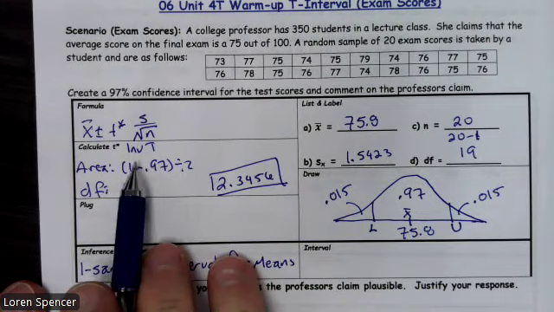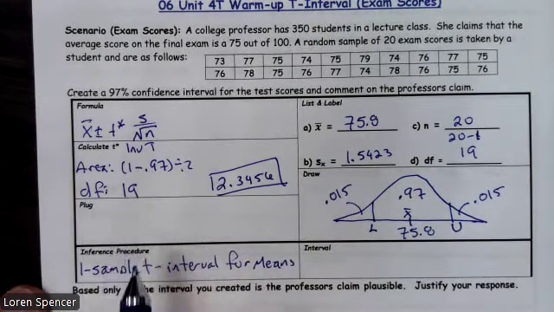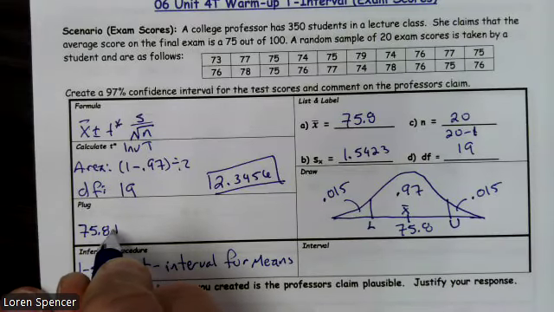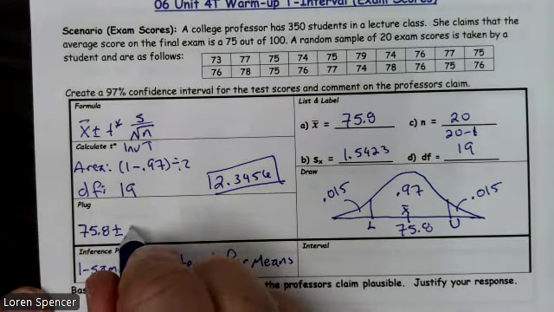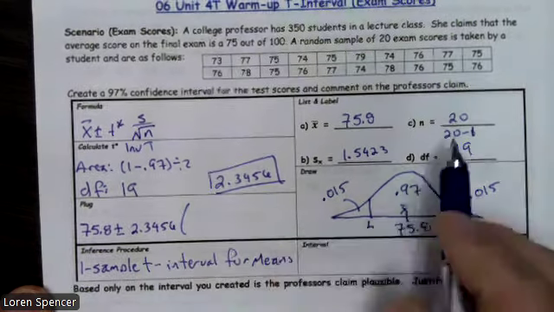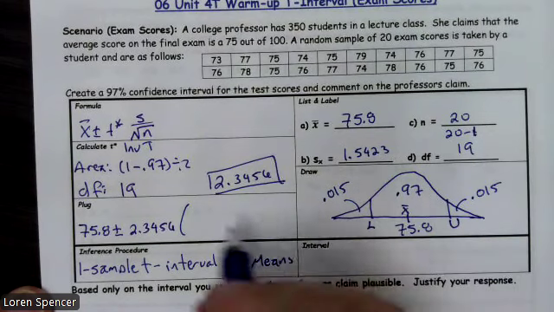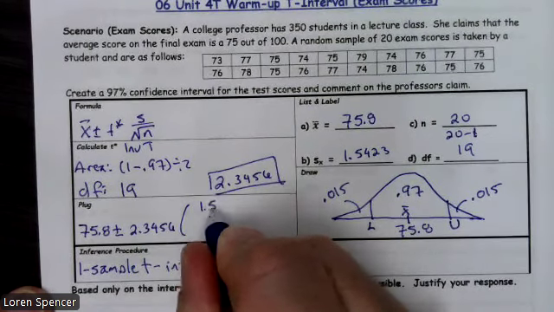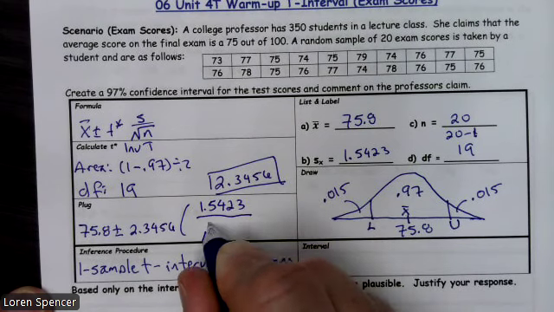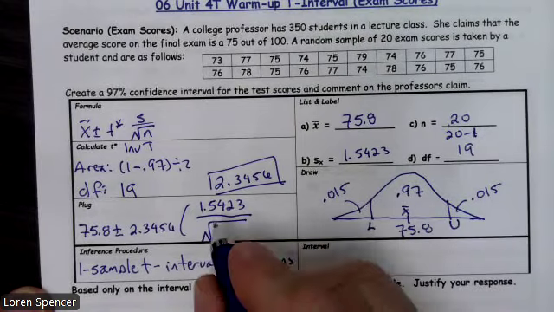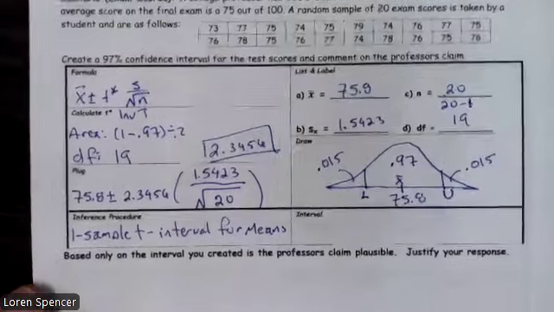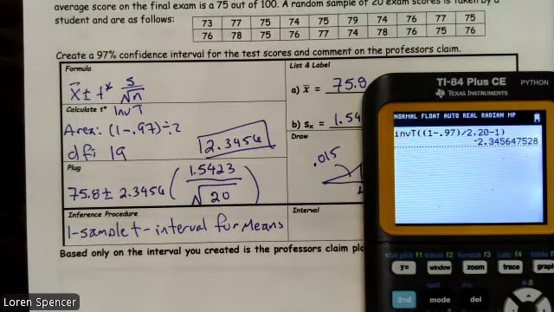Now we can plug into our formula. Our x bar, which is the first thing we need for our formula, is 75.8 plus or minus 2.3456 times s, which is 1.5423, over the square root of n. Make sure you use the sample size and not the degrees of freedom. All right, so now we've shown our work, and we're going to go ahead and calculate our interval.